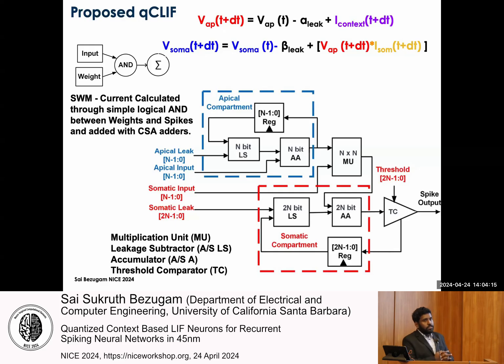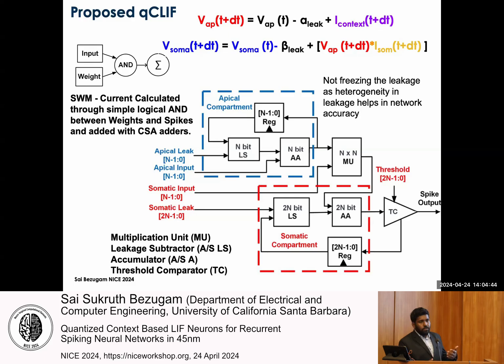This was done on mostly spike inputs. So spike inputs here are 0 or 1. So instead of multiplication, we were able to do a logical AND and a few pipelined additions to get the spike accumulated output. This is a single neuron model, the neuron model digital design, the proposed quantized context-based LIF neuron. And we were not freezing any of the leakage, because heterogeneity in the leakage values was helping the network.